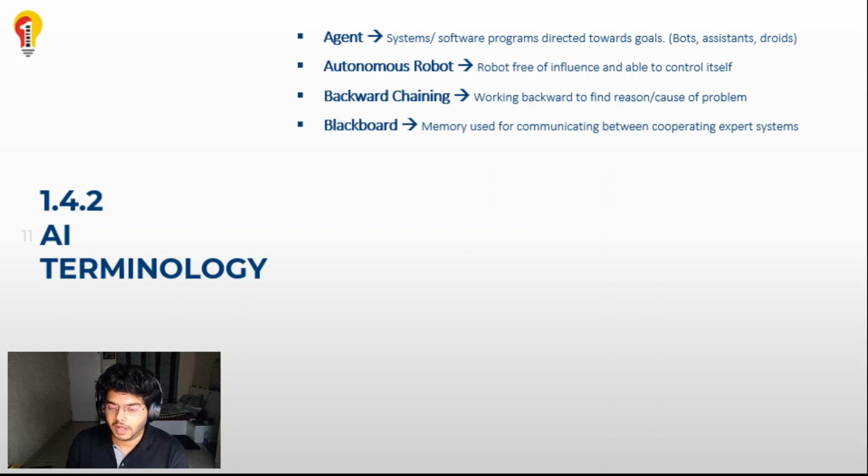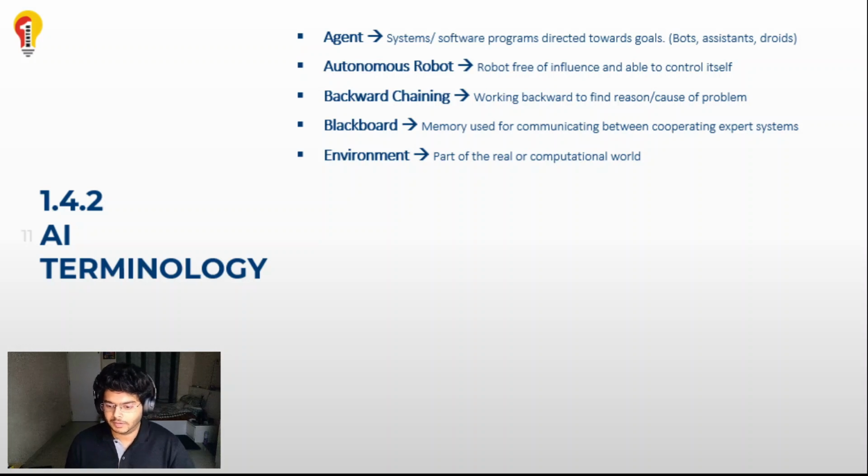The next thing is Blackboard. Blackboard is nothing but the memory that is used for communication between cooperating systems. So it's like a pool where systems interact, and the memory in which it is stored, right? Environment, pretty easy to understand. It is a part of the real or computational world.